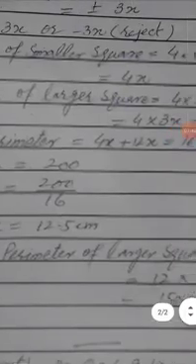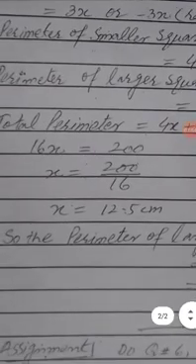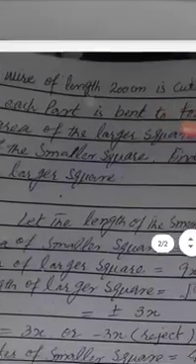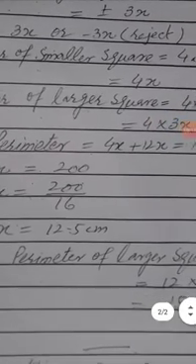Now total perimeter means that you will add the perimeter of the smaller square plus the perimeter of the larger square. Perimeter of the smaller square is 4x and perimeter of the larger square is 12x. The answer will come 16x. This is the total perimeter. So total perimeter is equal to 200, which is the total length of the wire. So x is equal to 200 over 16. When you divide 200 by 16, the answer will come x is equal to 12.5 centimeter.